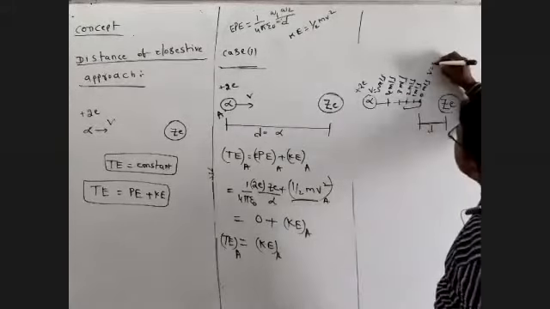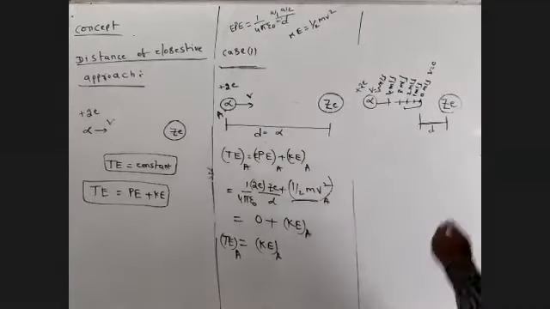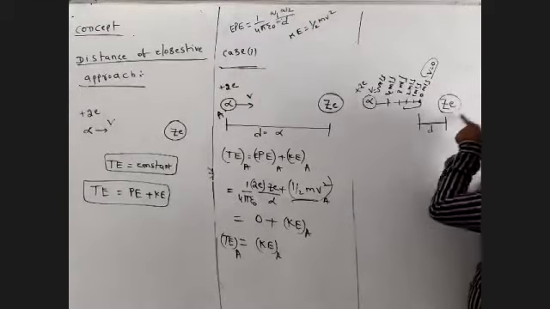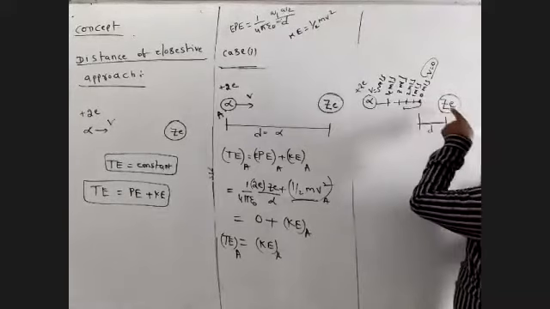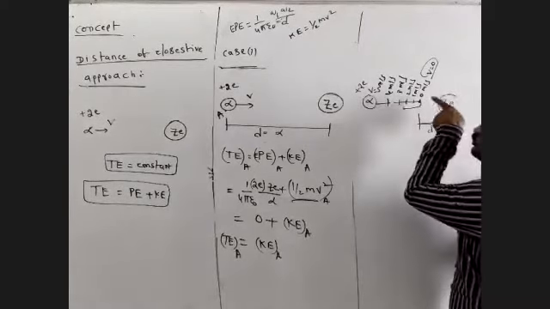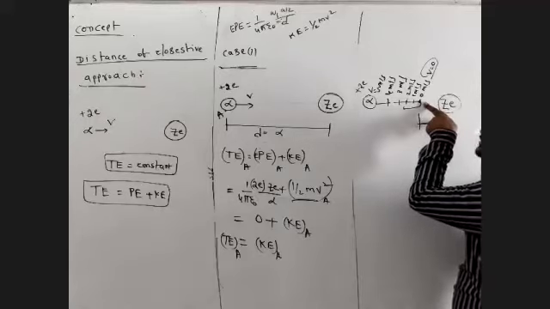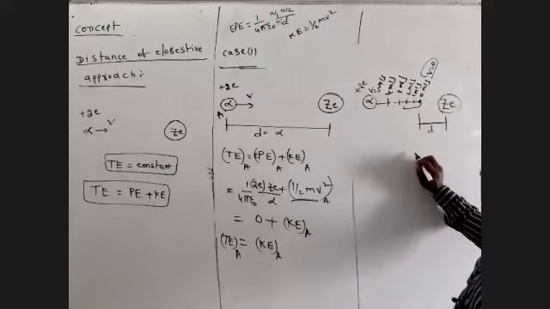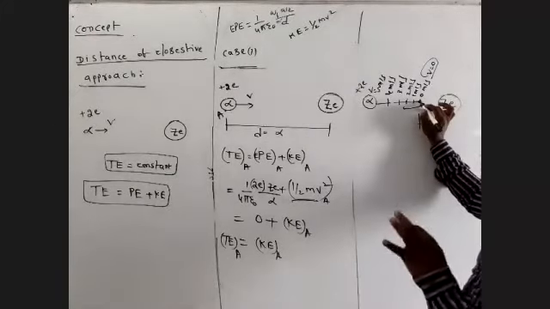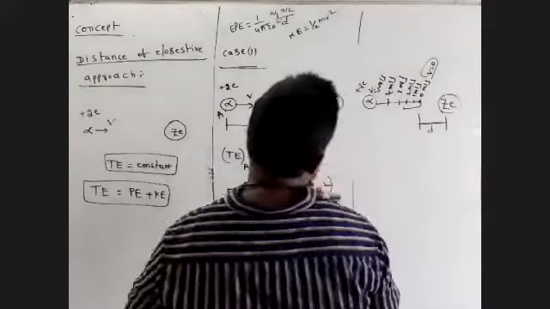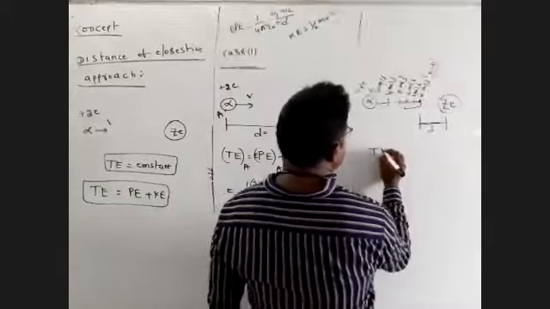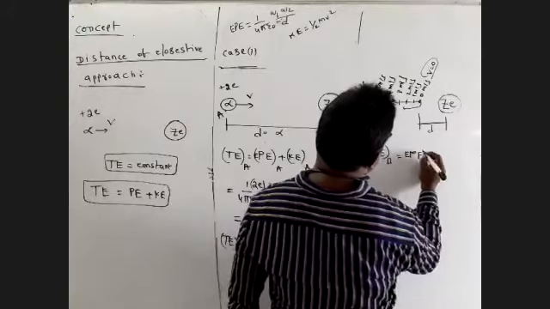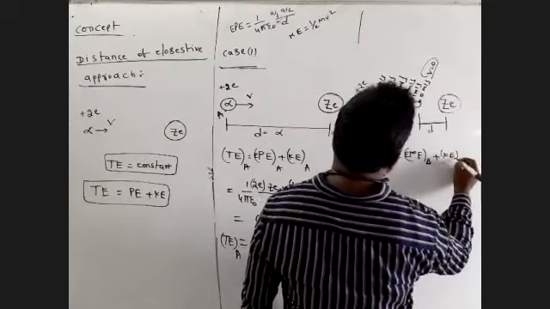So the velocity of the alpha particle becomes 0. What is the reason? This positive charge repels the other positive charge, so the velocity of the particle becomes zero at this place. Then the alpha particle returns in the backward direction from this point B. The total energy at point B is equal to the electrostatic potential energy at point B plus the kinetic energy at point B.